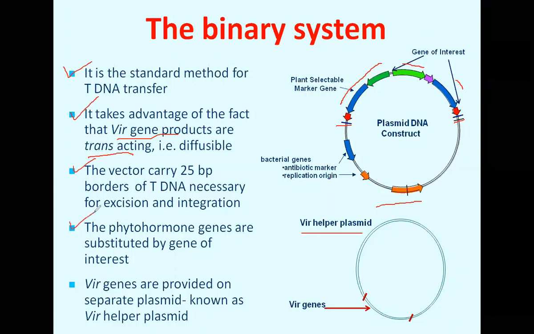The phytohormone genes, so you remember in tDNA you had genes for cytokinin synthesis, you had genes for auxin synthesis. So those genes have been deleted, those genes have been removed, and in place of those genes you have incorporated the gene of your interest, and therefore you say that this is an engineered strain. So phytohormone genes are substituted by the gene of interest, and Vir genes are provided on a separate plasmid known as the Vir helper plasmid. This Vir helper plasmid doesn't contain any other thing. It contains only the Vir genes.